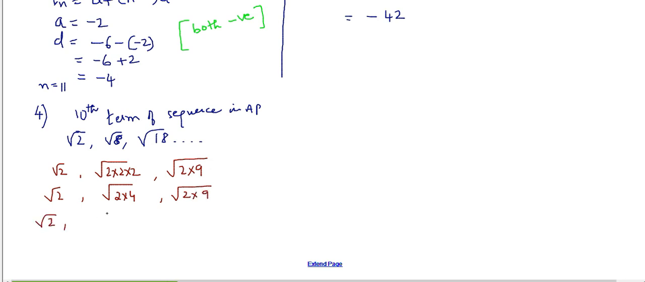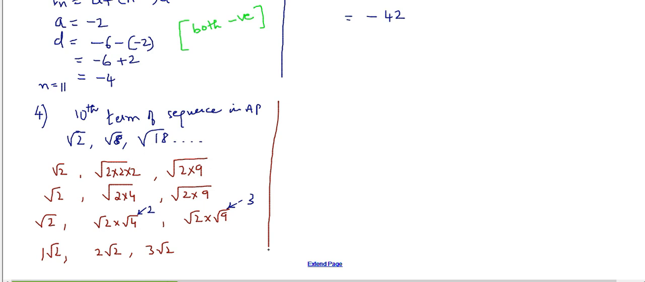If I make it a little simpler, I can write this as 2 root 2, or I might take one more step. Root 2 into root 4, isn't it? And this can be written as root 2 into root 9. Now further I can write this as root 2 comma 2 root 2 comma 3 root 2, because we know that root 9 is nothing but 3 and root 4 is nothing but 2, correct? So isn't it like 1 root 2, 2 root 2, 3 root 2? Now this is in AP, isn't it?